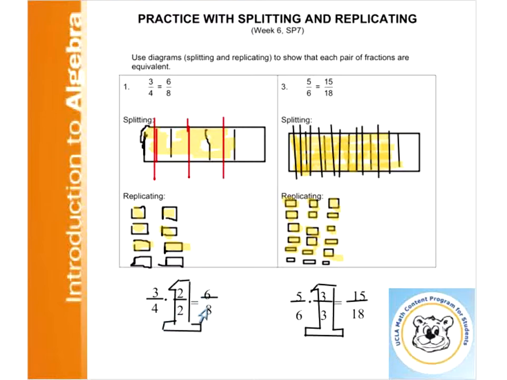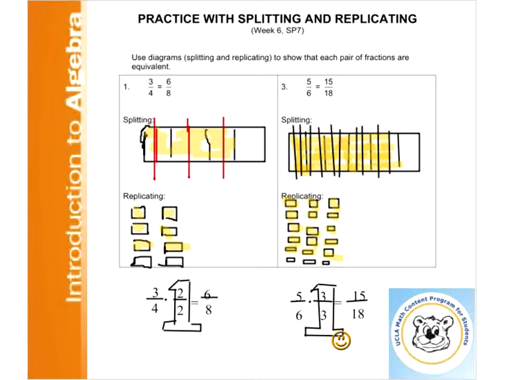When the kids are sharing these out, it might be a good idea for the teacher to record this as they're sharing out their different strategies. And same thing with number 3. We originally started with 5/6. We increased both the part and the whole by 3, so we can record it as such here. 5/6 times 1 in the form of 3 over 3 will give us 15/18. Any questions about the splitting and replicating method?